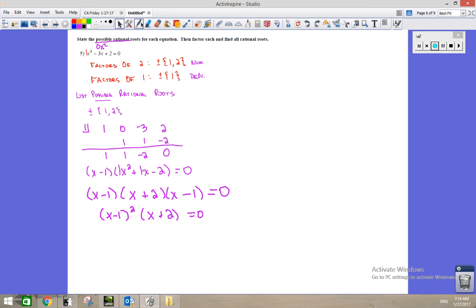It was of degree 3. All of the roots are rational. We've got x equals 1 that has a multiplicity of 2, and we've got x equals negative 2. So we have found all of them. We generated the list that they wanted, and we found the rational roots of this equation. Hope that helps.